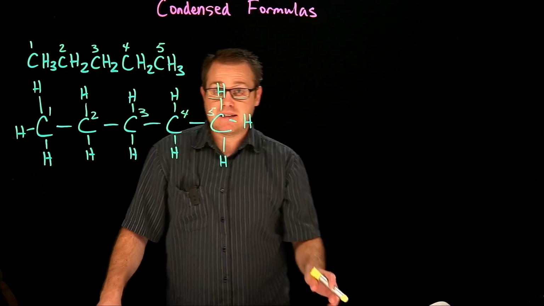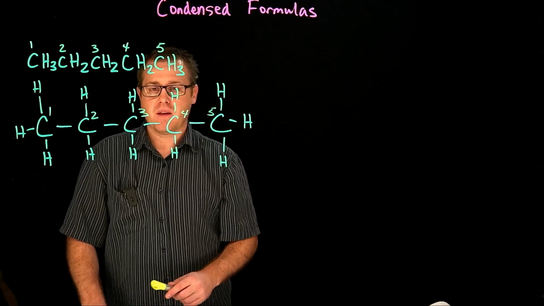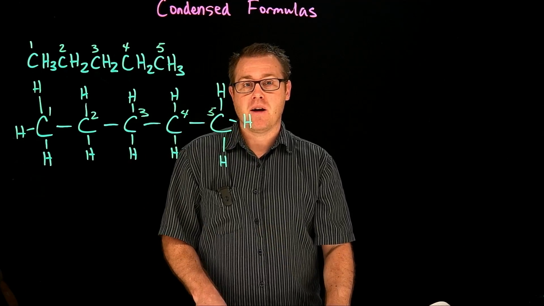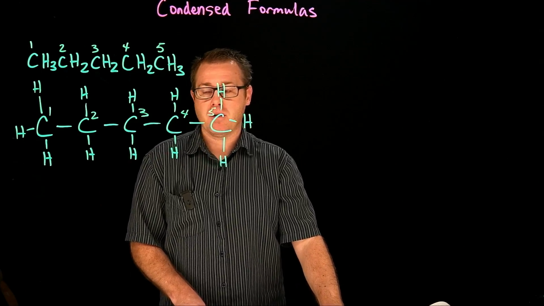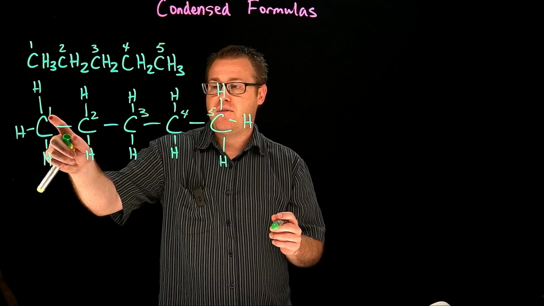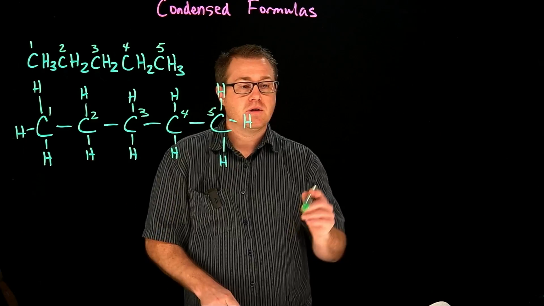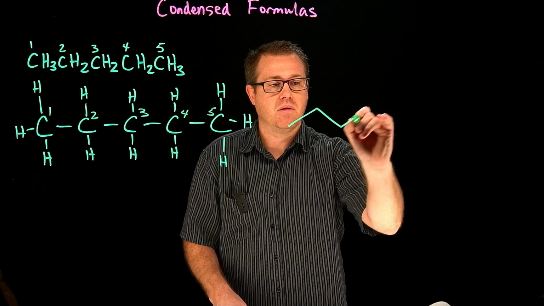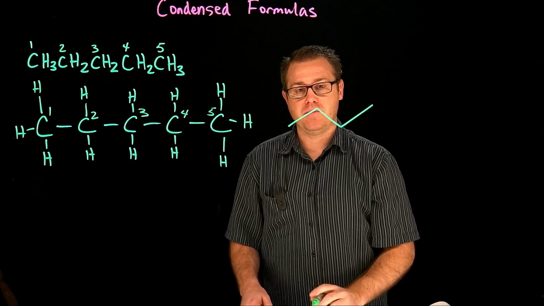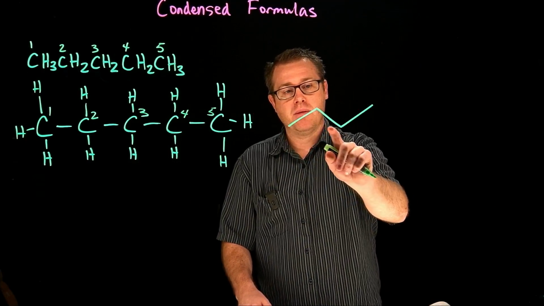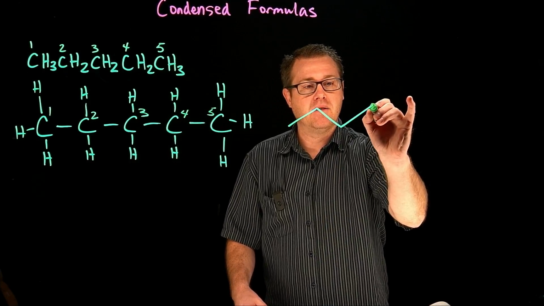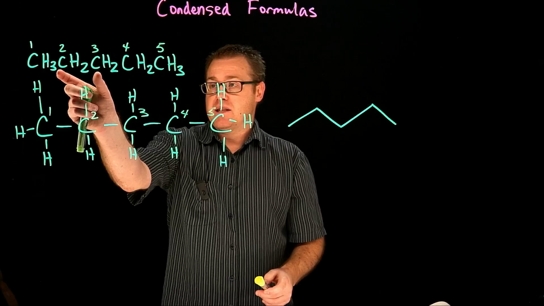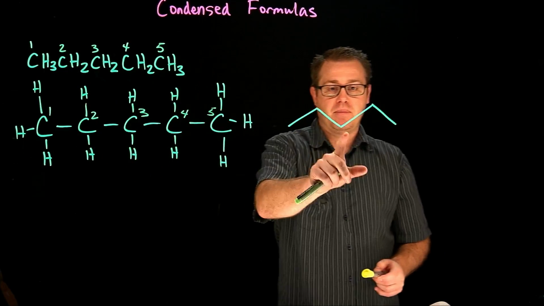Now, to draw the zigzag structure or line structure, recall that in a zigzag, we do not draw in the hydrogens. We just draw in the carbons. So I see that I have 5 carbons in a row, so all I have to do is draw a zigzag with 5 carbons. How many carbons do I have here? There's 1 carbon, 2 carbon, 3 carbon, 4 carbon. I need a 5th carbon. So this condensed formula can also be represented by this zigzag structure.